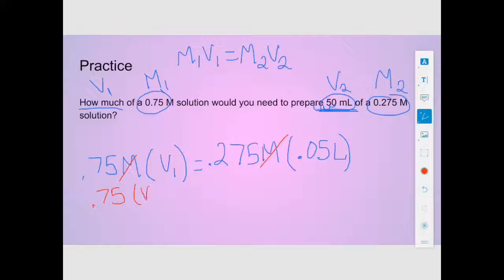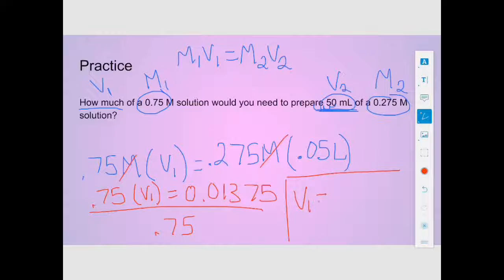0.75 times the volume of the first one is equal to 0.01375. Well, that's not terrible. Now I just have to divide both sides by 0.75, and I'll be left with V1 is equal to 0.0183, and the 3 goes on to repeat. That's liters. If you wanted to write that in milliliters to be more realistic for a lab setting, it would be 18.3 milliliters. I would accept either of those answers, but that's how many you're going to need.